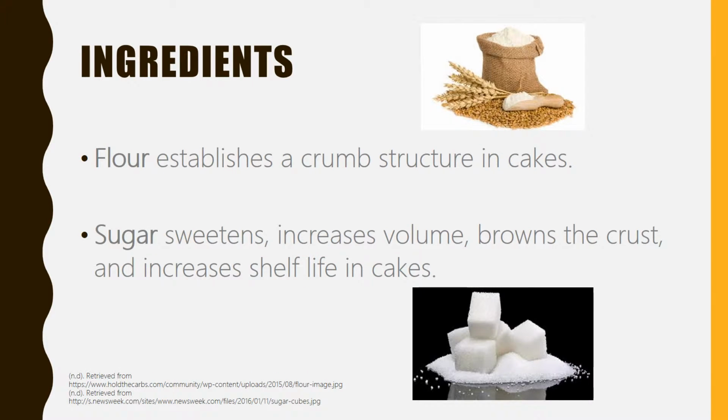Flour. Cake flour establishes a crumb structure in cakes. The flour starch gelatinizes and its proteins form gluten to provide a structural network. Sugar. Sugar has four main roles. It sweetens, increases volume, browns the crust, and increases the shelf life. With sugar, the cake has more time to rise during baking before the starch gelatinizes and sets the cake structure.